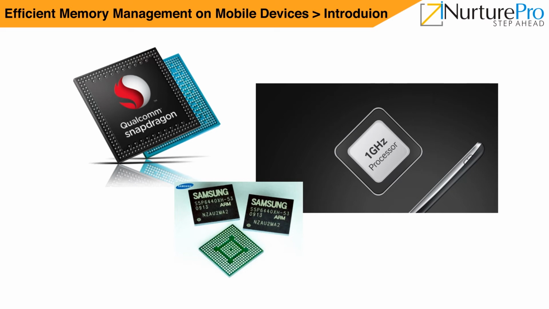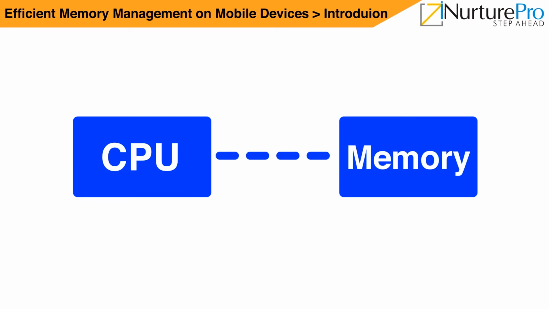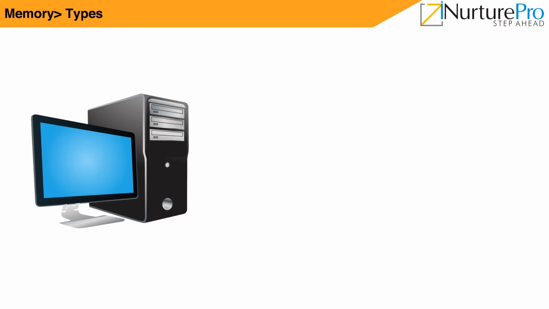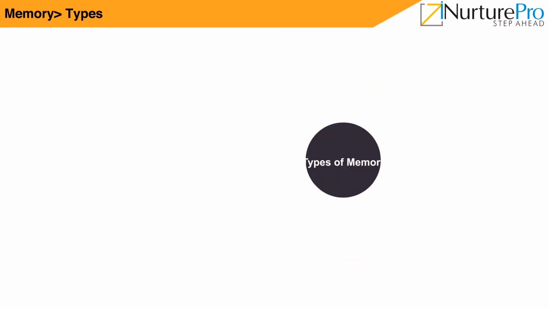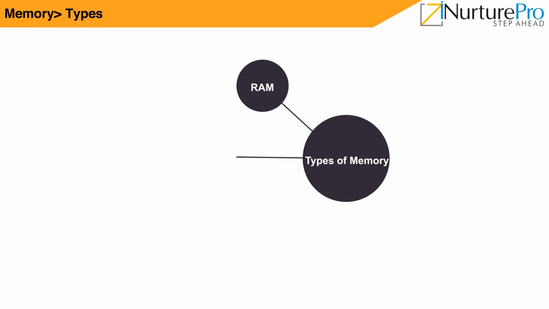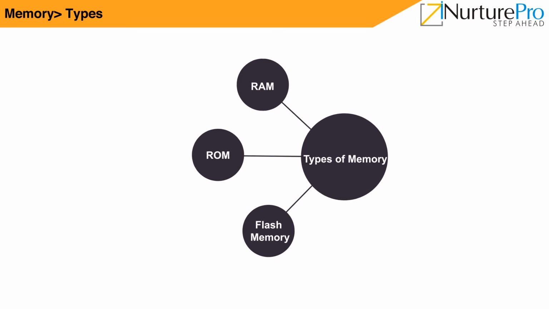For the CPU to perform its functions, it requires data and this data is stored in memory. Now in the next slide, let's know what the different types of memory storage are, as the CPU, which is often called the brain of the computer, processes the data and the information is stored in memory. There are three types of memory: RAM, ROM and flash memory. Now let's look into each of them in detail.